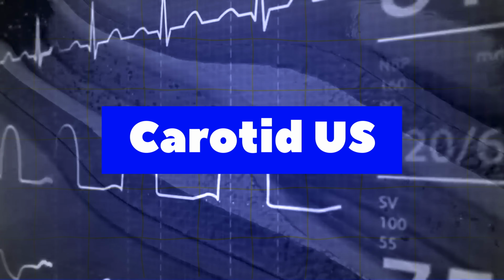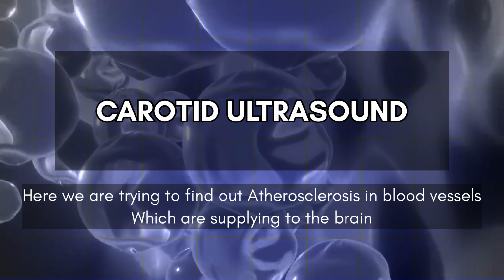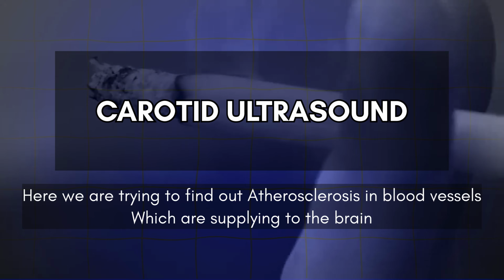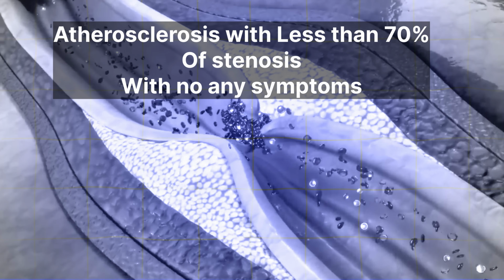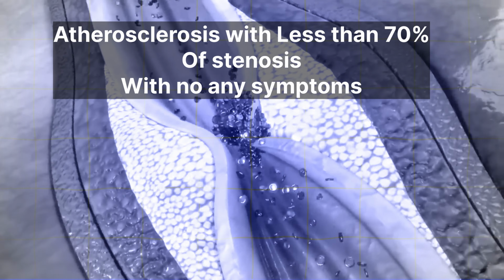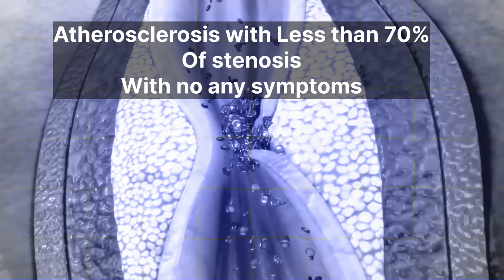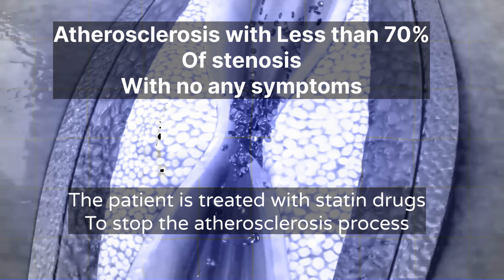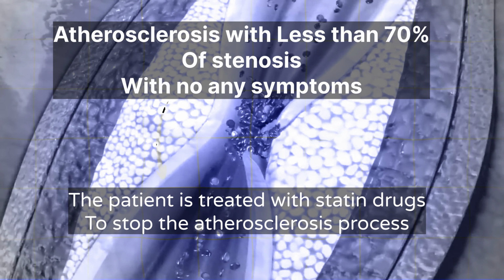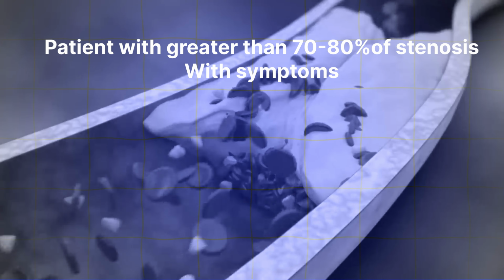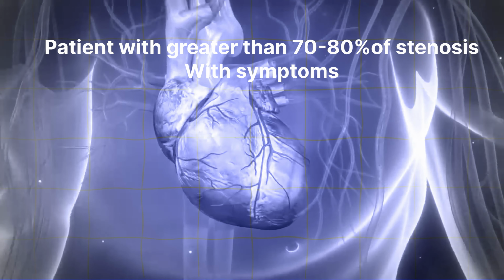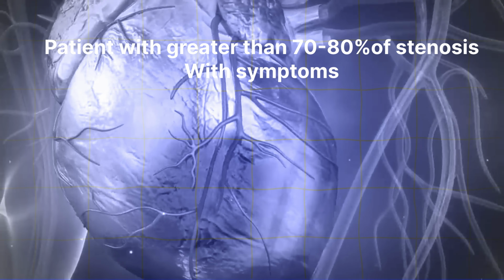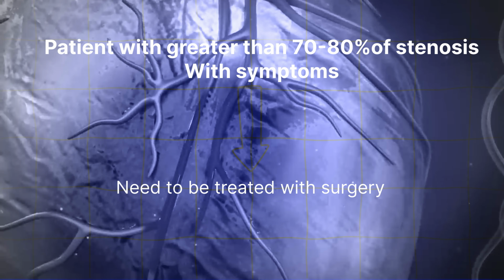Now coming to an important investigation, carotid ultrasound, in which we are trying to find out atherosclerosis in the blood vessels which are supplying the brain. If that atherosclerosis is causing less than 70% stenosis with no symptoms to the patient, this patient needs to be treated medically with statin drugs to stop the atherosclerosis process. If the patient has greater than 80% stenosis, or greater than 70% stenosis with symptoms, that patient needs to be treated with surgery.